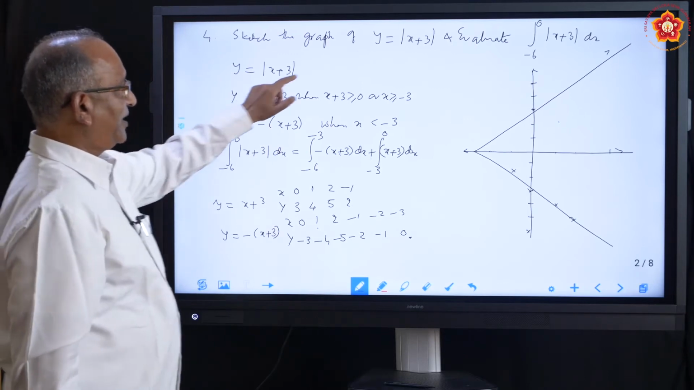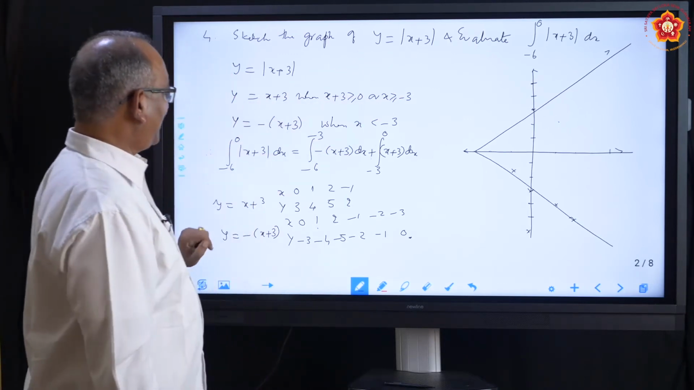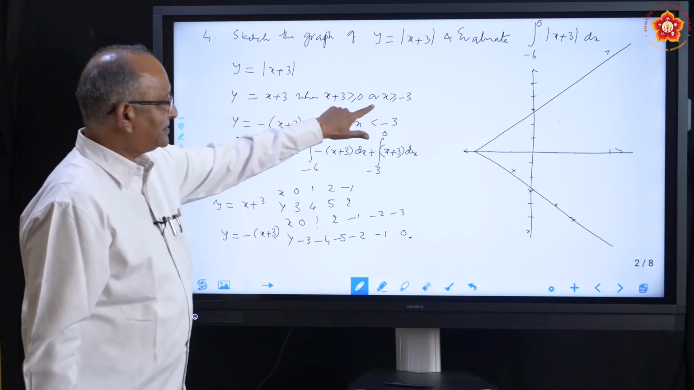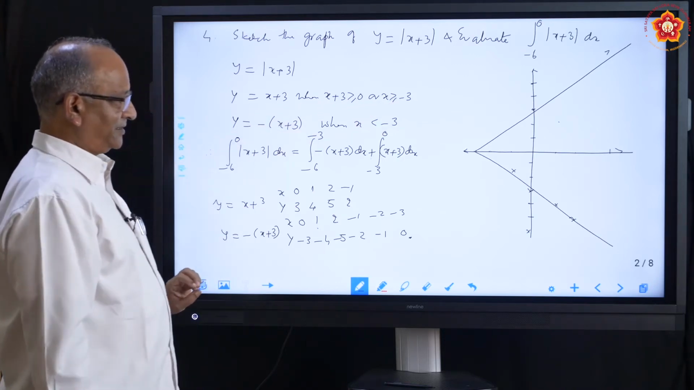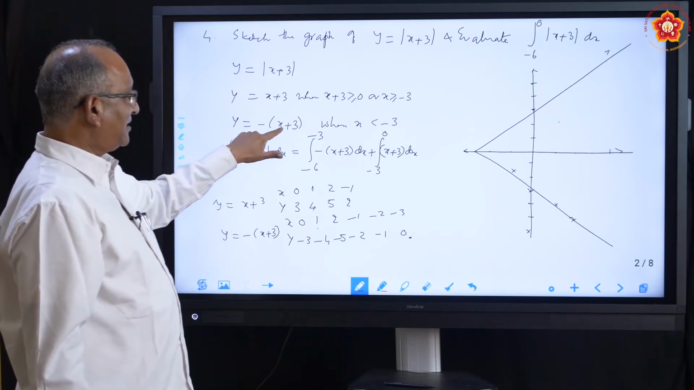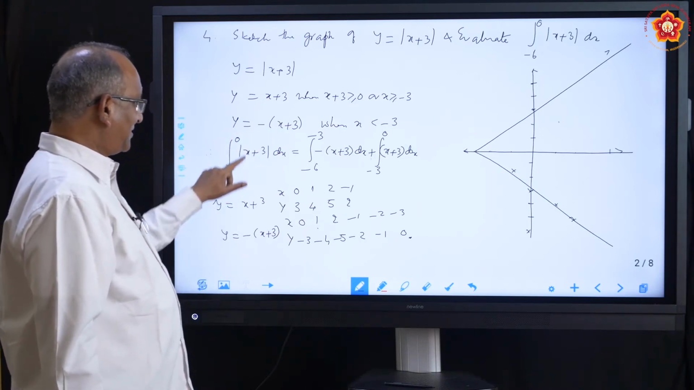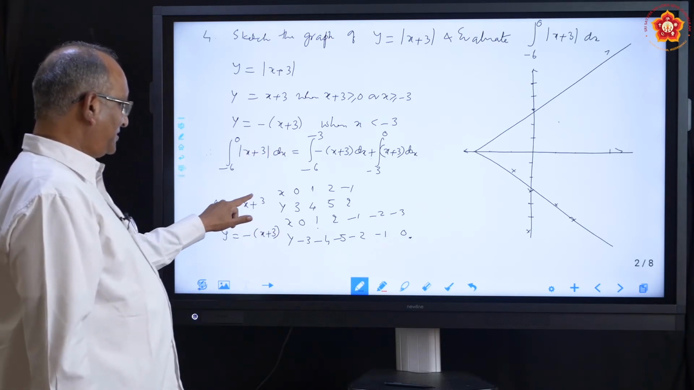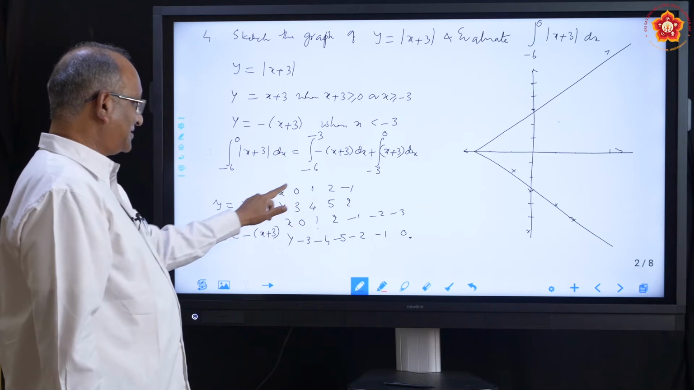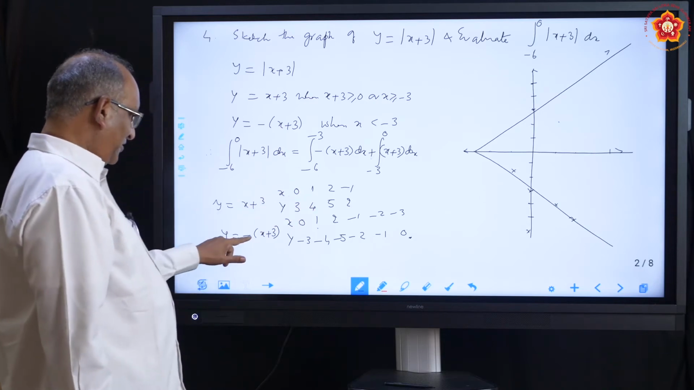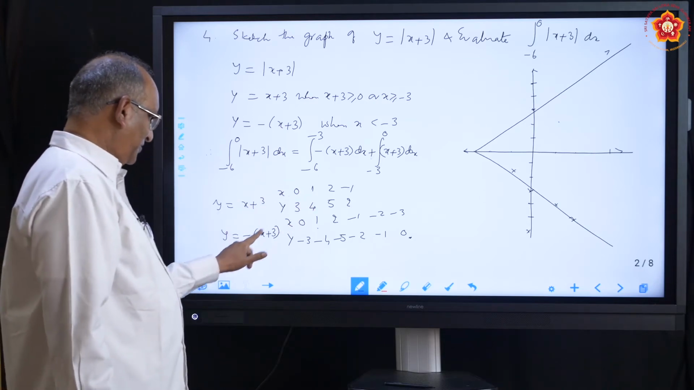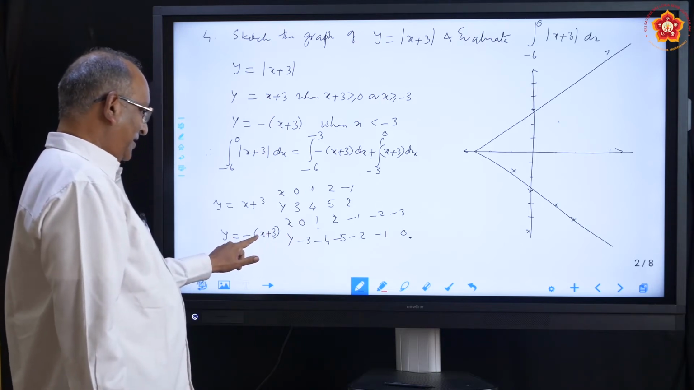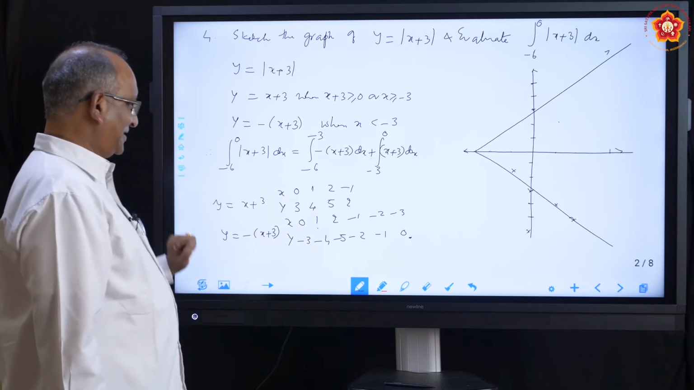our function is y equal to modulus of x plus 3. Modulus of x plus 3 is x plus 3 when x is greater than or equal to minus 3. And it is minus of x plus 3. Minus of x plus 3 means minus x minus 3. So for both we have taken the points. When x is 0 it is 3, when x is 1 it is 4, etc. When we took minus sign, when x is 0, 0 plus 3 is 3, so it is minus 3. When you take 1, it is minus 4, etc.